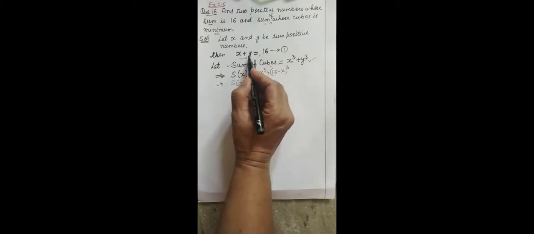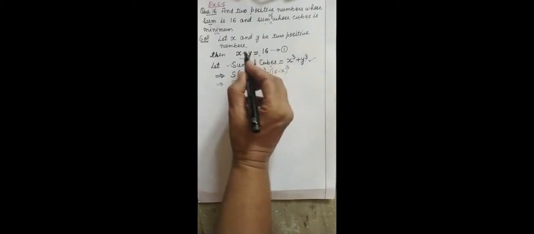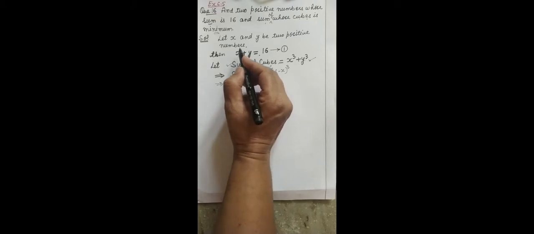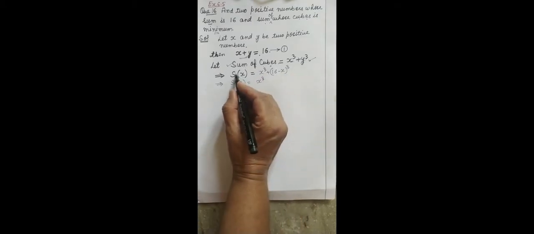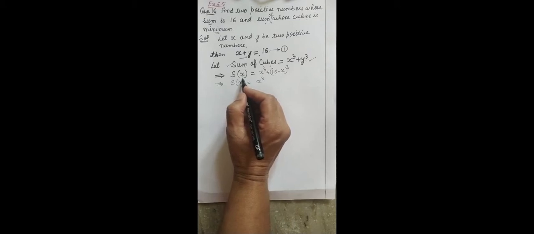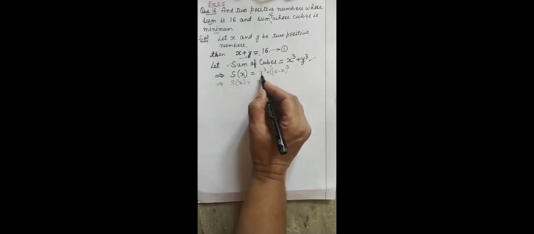Presently it has two variables, so I will take help of equation number 1 and put the value of y here. The value of y will be 16 minus x. Substituting the value of y, the function will be in the single variable x. I have named it S(x). You can give any name, f(x), c(x) or s(x). So S(x) = x cube plus (16 minus x) whole cube. Now I will follow the second derivative test for finding the minimum value.